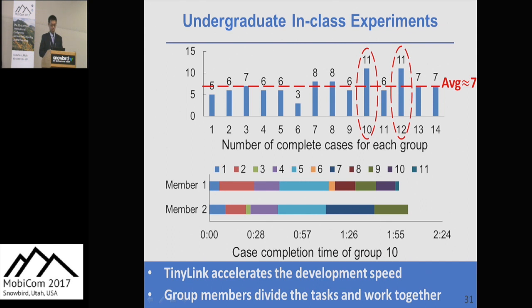Below is the case completion time of group 10. From this figure, we can see that TinyLink can accelerate development speed if the developers get familiar with it. And we found that the group members will divide the tasks and work together in the experiments.